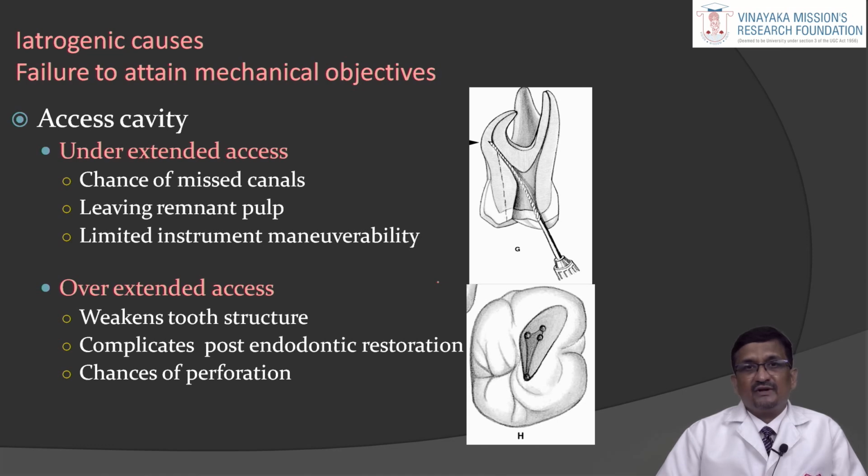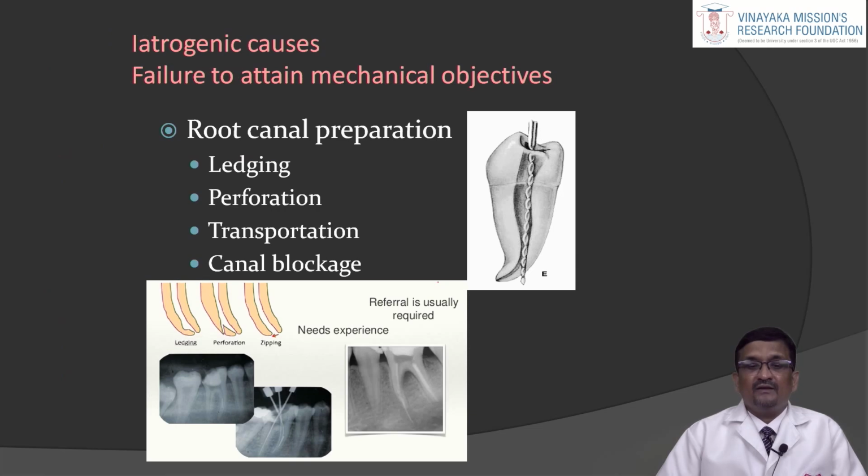Next we have something called overextended access. You get overenthusiastic, you cut a lot of tooth structure, automatically the tooth becomes weakened and it complicates the post endodontic restoration, and there is a very high chance of perforation if you overextend the access. Okay. Then other thing is root canal preparation. While I am doing BMP, I can cause ledging, perforation, transportation or canal blockage if I am overzealous, if I do preparation overzealously without following proper protocol.